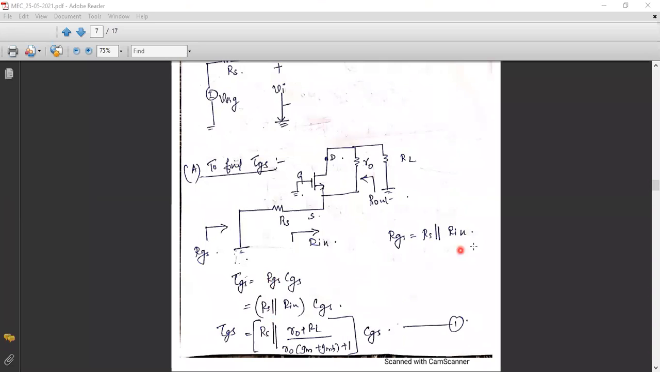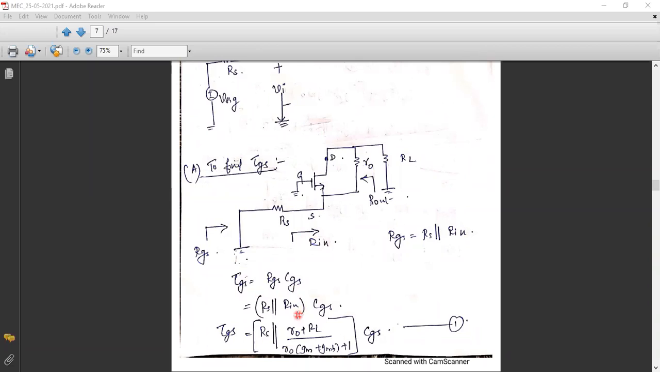So RGS can be written as RS parallel Rn. After getting RGS, you need to multiply with CGS so as to get the time constant tau GS. The time constant is the product of the equivalent resistance that you have obtained after looking into the capacitive terminals, multiplied by the capacitance.